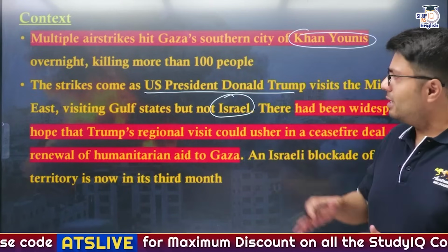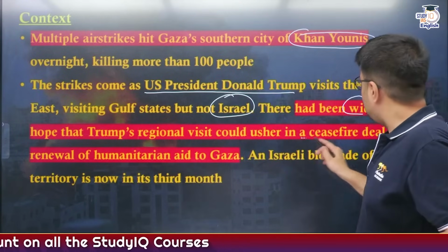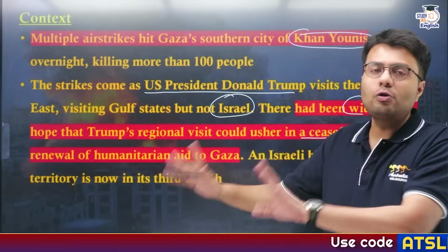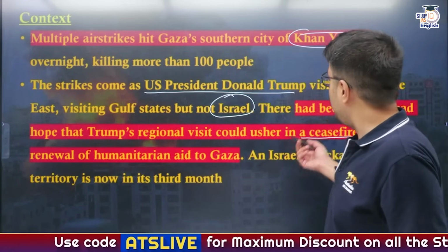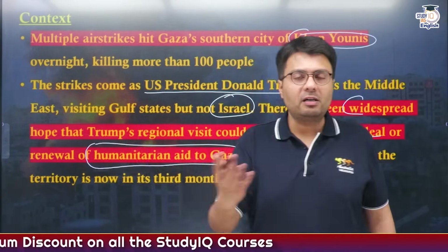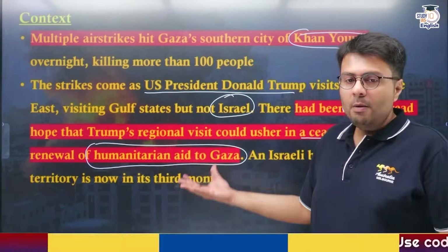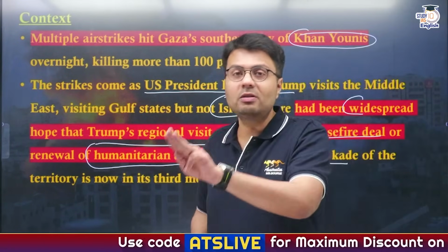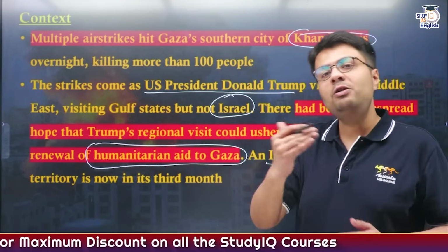Also, it was expected that when the US President is visiting this area, it might lead to a ceasefire deal between Hamas and Israel, and stop the pounding of targets located in Gaza city. But this did not happen. Similarly, it was expected that humanitarian aid might be renewed so that people affected by the war living in Gaza might be supported through food, medicines, etc. But even after that, the Israeli blockade of Gaza has continued, and it has now been 3 months since Israel imposed the blockade in Gaza. So that is why Gaza has been in the news recently.